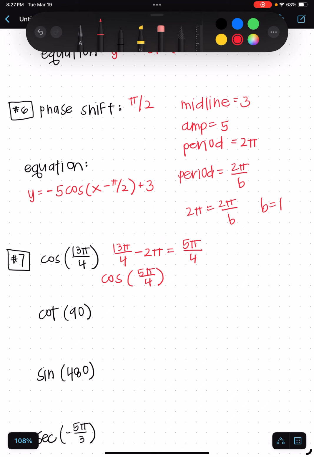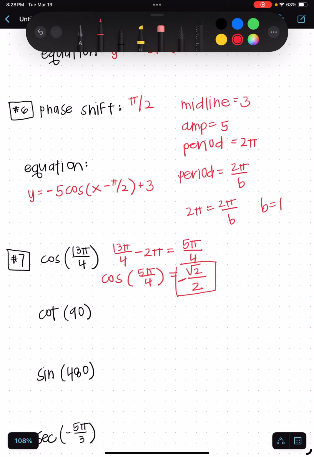And so anytime it's bigger than 2 pi or bigger than 360, or smaller than 0, you have to add or subtract 2 pi or 360 to get it into the unit circle, and then just look it up on the unit circle. So now that it's in the unit circle, we can say, okay, cosine of 5 pi fourths, I'm going to find 5 pi fourths, which is the same as 225 degrees. The cosine is the x value, which means that this is the negative square root 2 over 2. So that would be my answer right there.